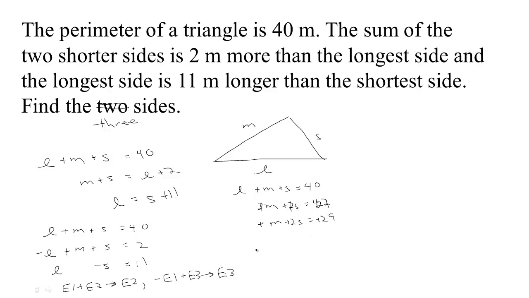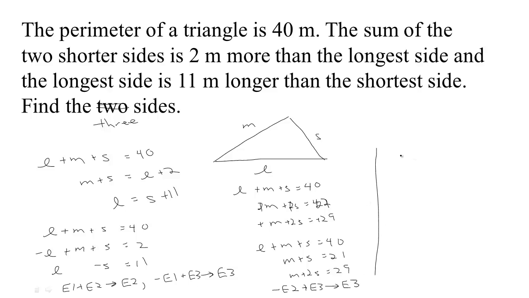And let me recopy here. L plus m plus s equals 40. And now we have m plus s equals 21. And m plus 2s equals 29. Now let's go ahead and take negative equation 2 and add it to equation 3 to get a new equation 3, and we'll be in echelon form.